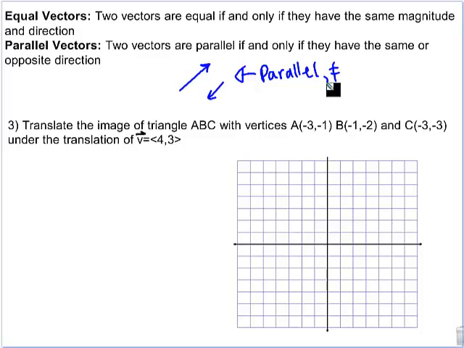So for you to be equal, I'll put congruent marks on there so we know for sure. These are the same length, and they're pointing in the same direction. So these two we would consider equal to one another. Okay? They don't have to be right on top of each other. They just have to be pointing in the same way and having the same length.